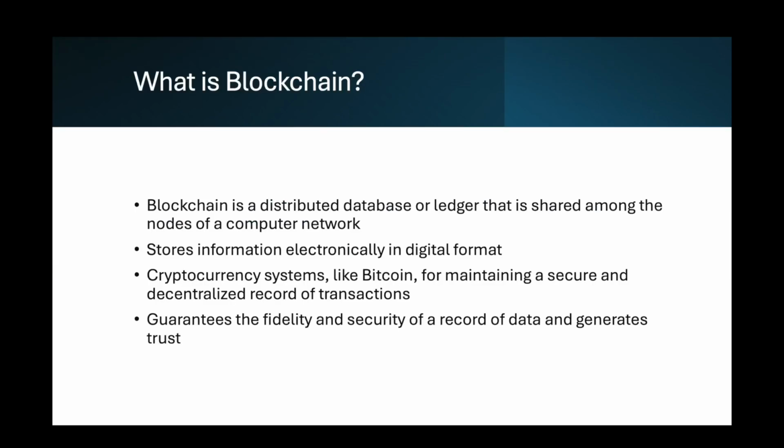What is blockchain? At its core, blockchain is a distributed database or ledger that is shared among the nodes of a computer network. It stores information electronically in digital format. Blockchain is best known for its crucial role in cryptocurrency systems, like Bitcoin, for maintaining a secure and decentralized record of transactions. The innovation with blockchain is that it guarantees the fidelity and security of a record of data and generates trust without the need for a trusted third party.